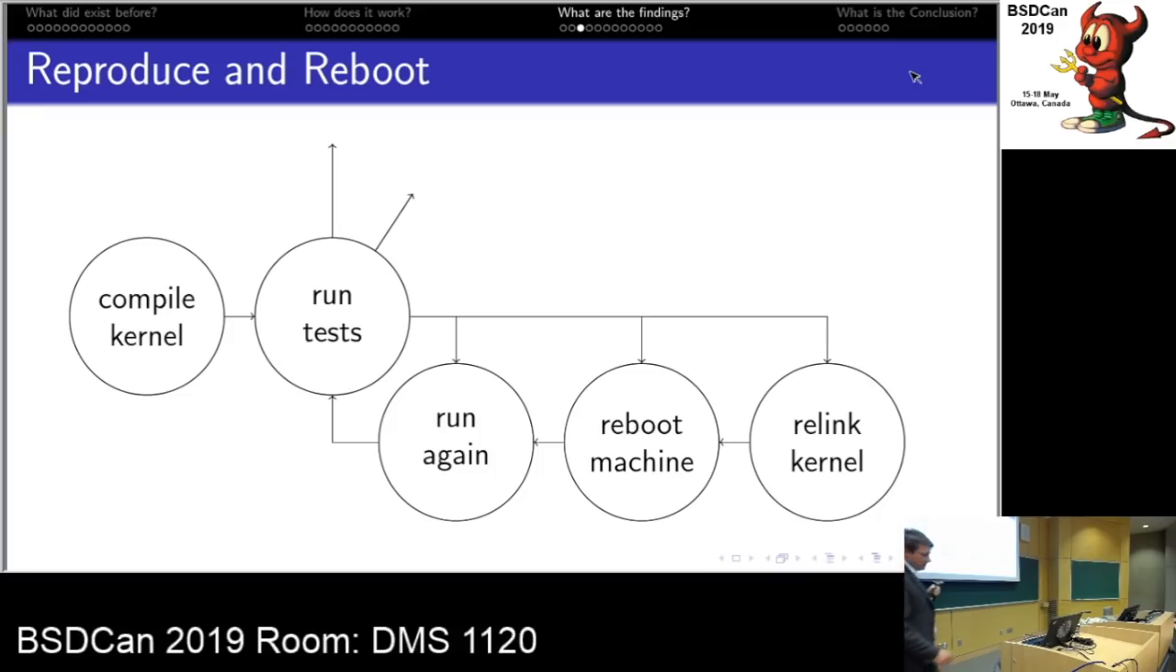Relinking the kernel in OpenBSD means that we have a random sort order of all the object files. The idea why we do this is security. We want to avoid that you can do blind ROP attacks: when you don't know how the object files are sorted within a binary, it's very hard to guess where the gadgets are.